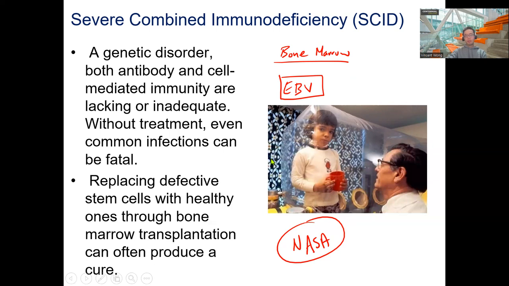I think there was a movie that was made about the boy. It's probably on YouTube or somewhere. But that's the story for severe combined immunodeficiency, or SCID.